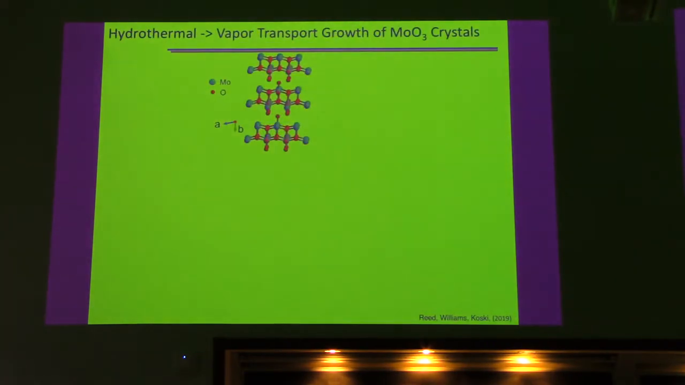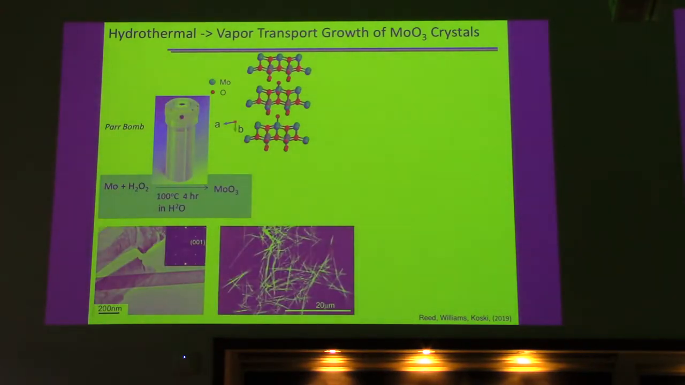We also make materials a couple other different ways, and I'm just going to give you one more example. So this is molybdenum trioxide, and you'll see this one also throughout the talk. So it's a nice layered crystal structure. It's got these oxygens that sit inside of the van der Waals gap. We can grow nanowires of it using hydrothermal growth. So we'll stick molybdenum and hydrogen peroxide in a Parr bomb. We heat it up, 100 degrees C, 4 hours, and out comes these beautiful nanorods.